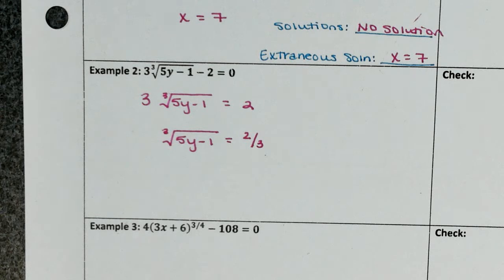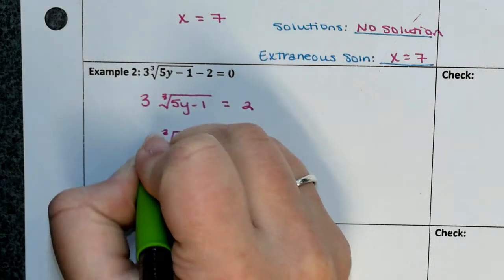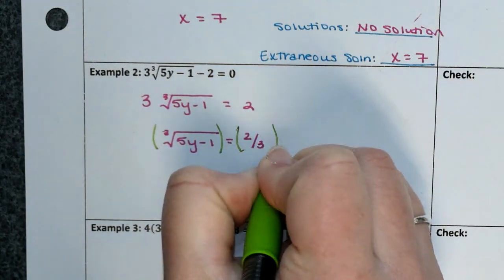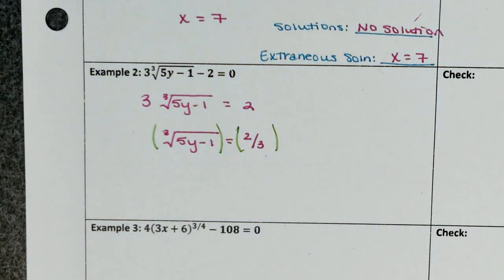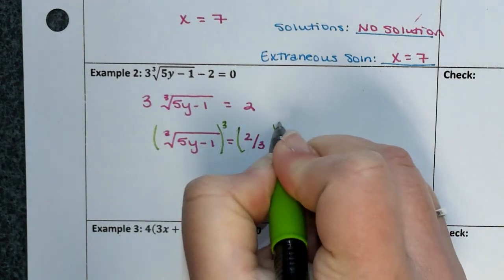Okay, so that was step 1. We isolated the radical on one side. We have the radical alone. What's step 2 say to do? Yes, we're going to raise both sides to the power of the index. What is the index here? 3. So we're going to take both sides and raise it to what power? 3, because the index was 3.